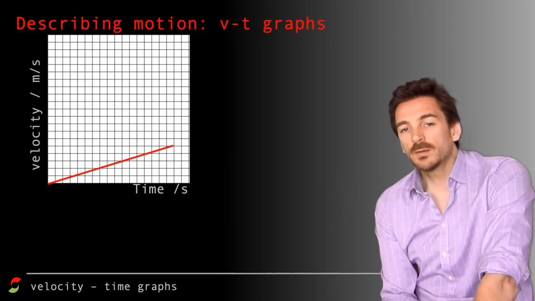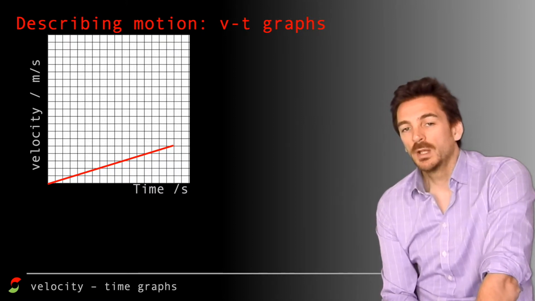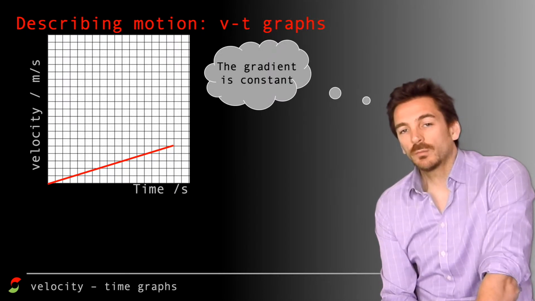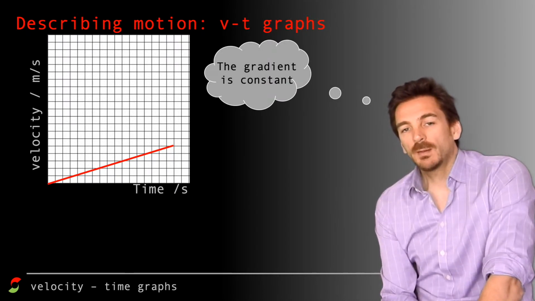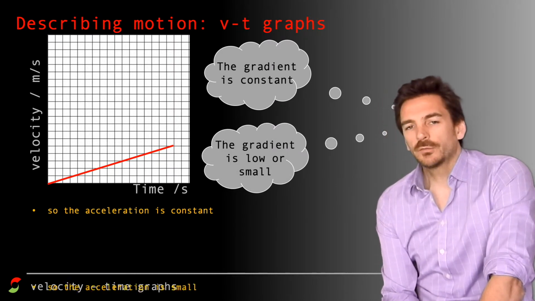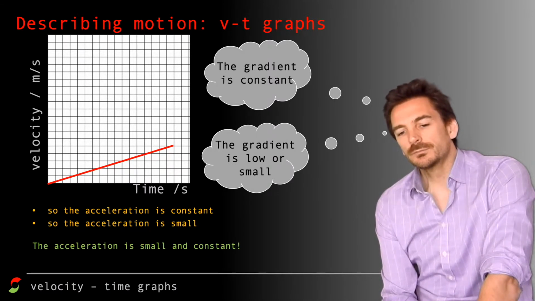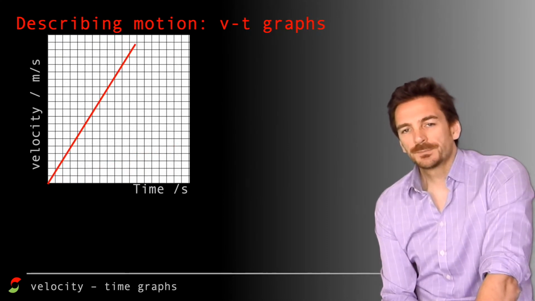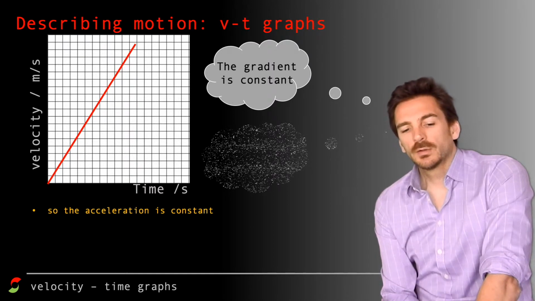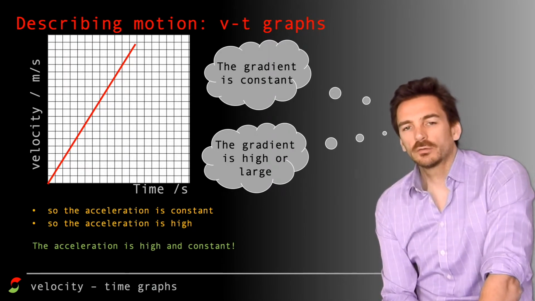So let's have a look at describing the motion of different types of shapes that you might get provided in an exam. Here we've got a very basic shape for a velocity time graph. The gradient is constant, and that means that the acceleration is constant. And the gradient is quite small, so that means the acceleration is small. So we've got a small constant acceleration. Let's change it around slightly. The gradient is constant, but the gradient is larger. So the acceleration is constant and the acceleration is larger. So we've got a large constant acceleration.